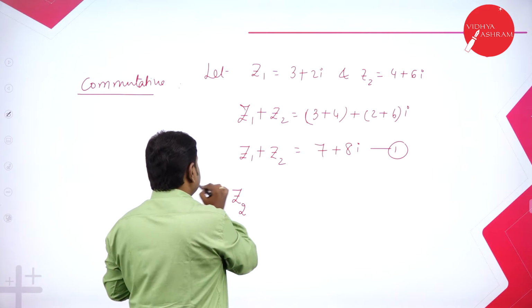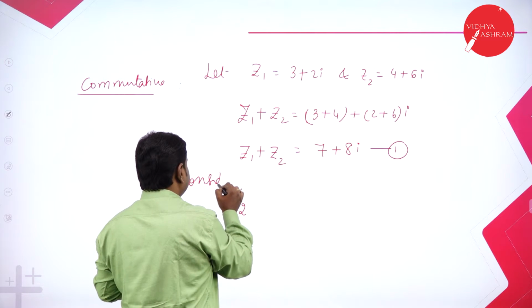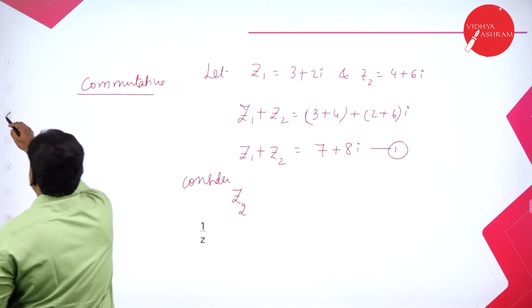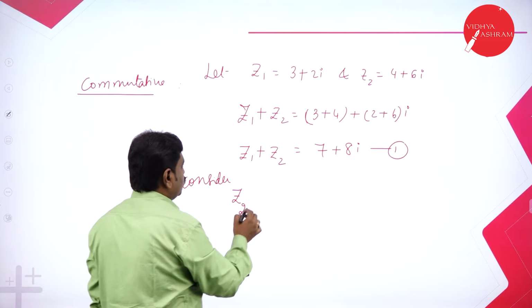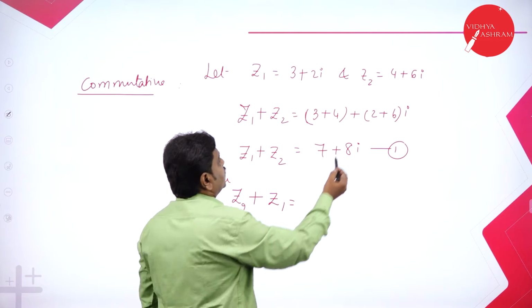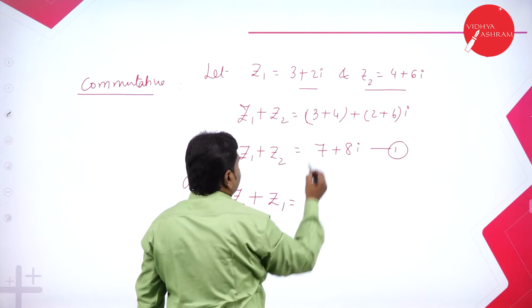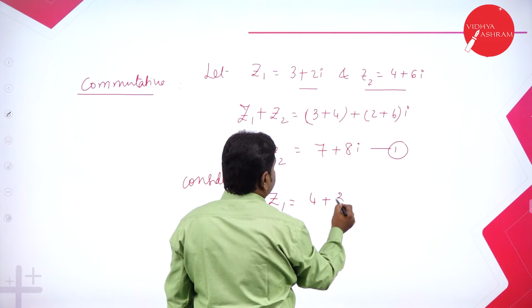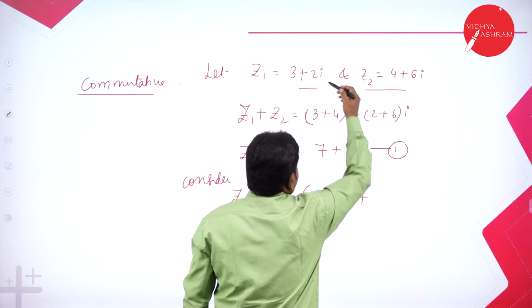So now I'll consider z2 plus z1, the reverse. Add second plus first. So second is this plus this. So 4 plus, real plus imaginary, 6 plus 2.